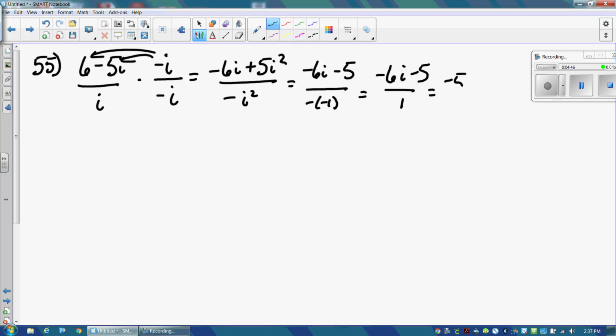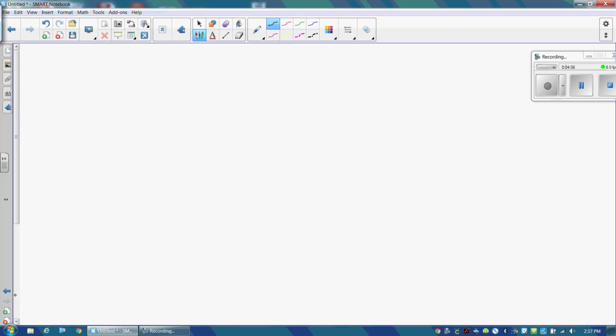So in standard form, the negative 5 would come first. Negative 5 minus 6i. And since it's over 1, I don't have to write that. All right, number 57 is a little bit of a challenge. Give myself lots of room here.